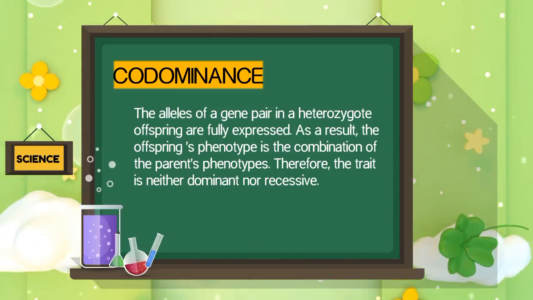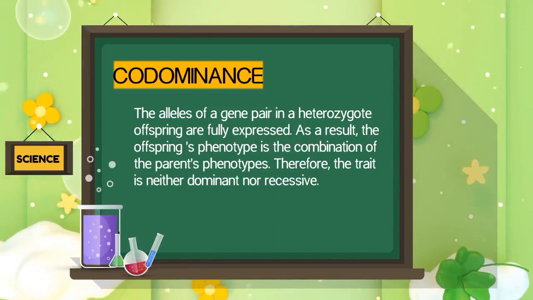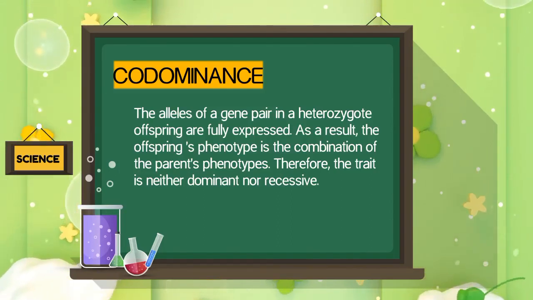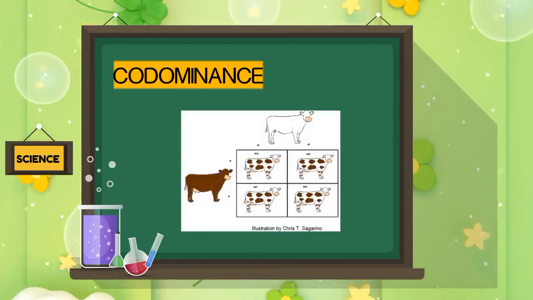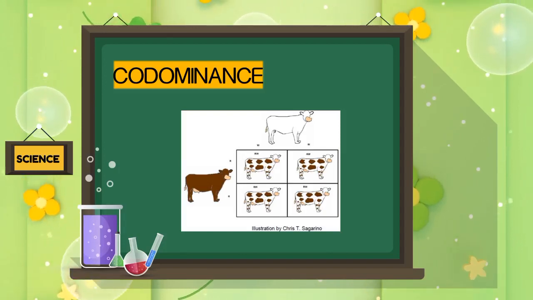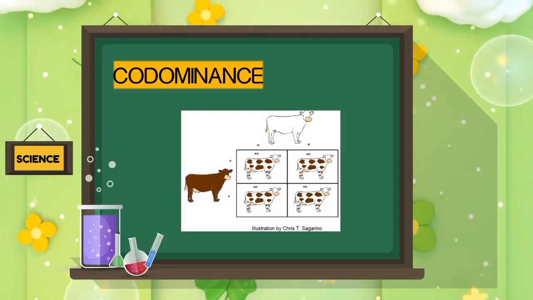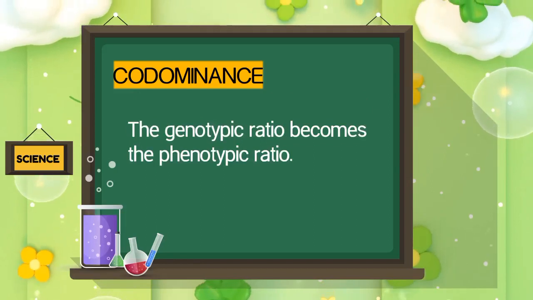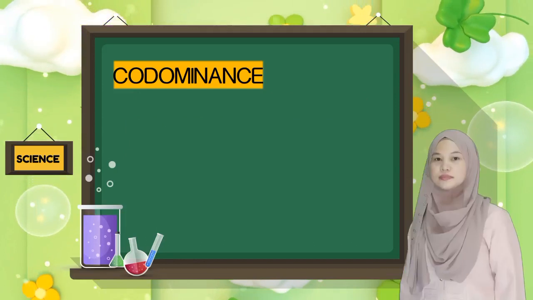Ibig sabihin, lahat na i-express yung alleles ng offspring dahil pareho itong dominant or codominant. Kaya ang result ng phenotype ng offspring ay ang combination ng phenotypes ng parents. Kagaya ng nasa example natin sa red na baka at white na baka, ang naging result ng offspring nila ay baka na may color red at white or roan coat. Just like in incomplete dominance, the genotypic ratio becomes the phenotypic ratio.